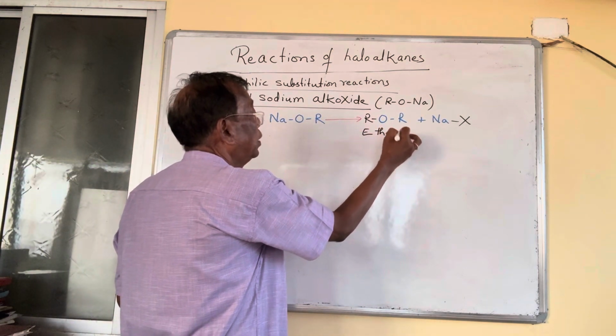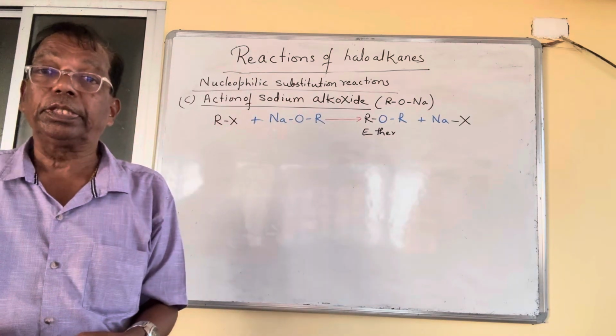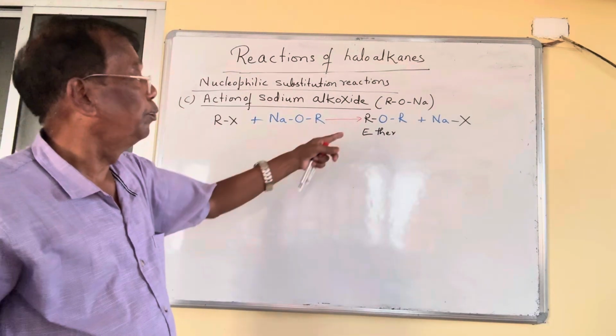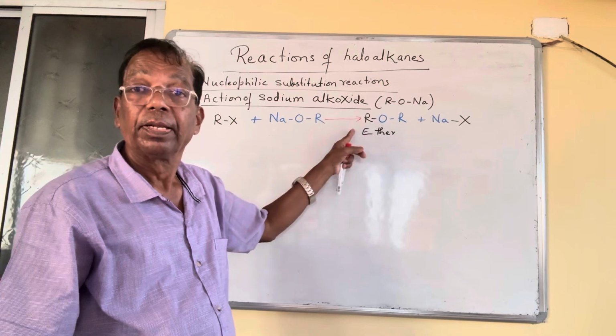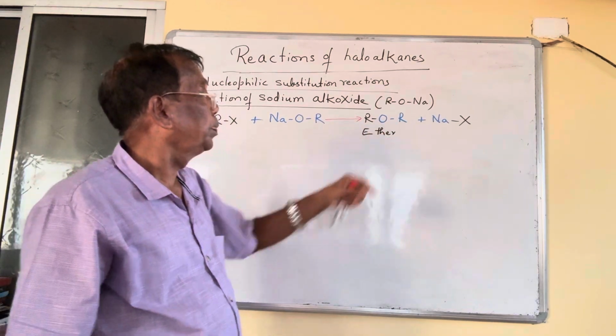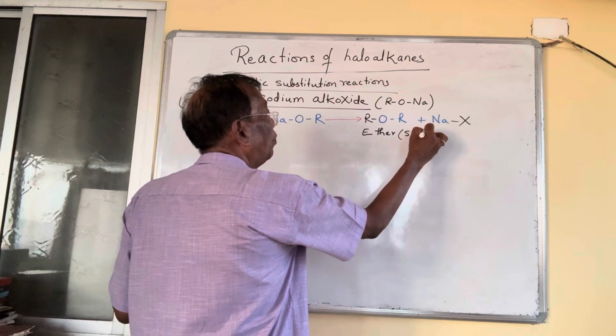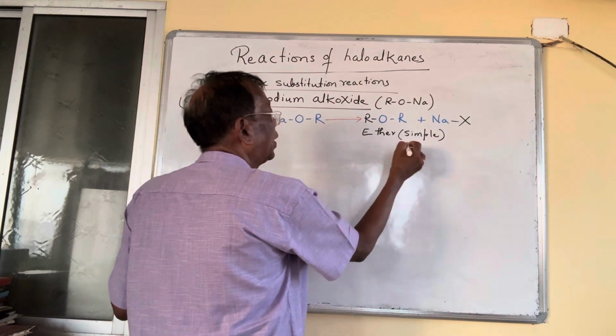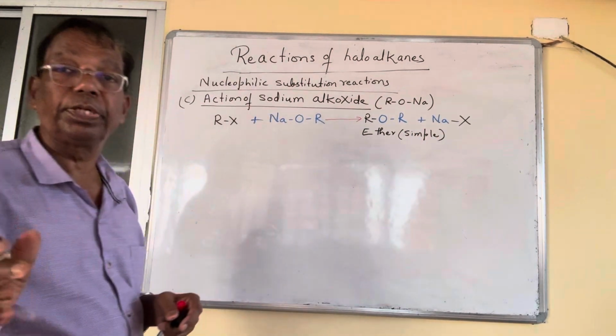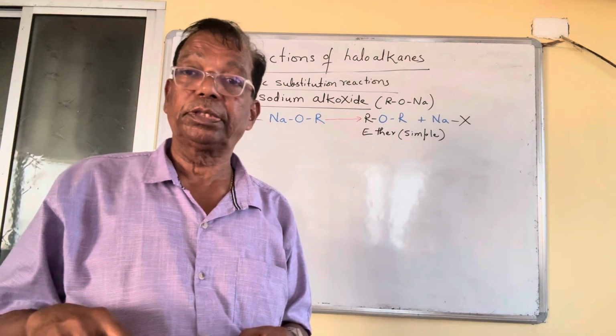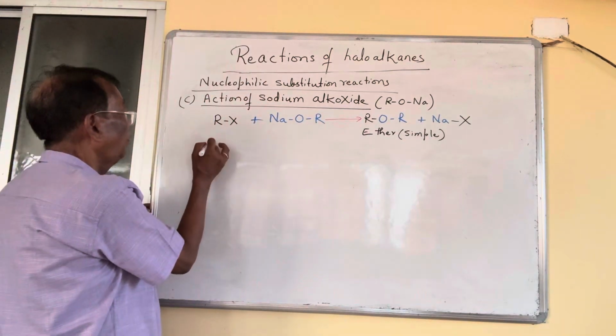This is known as ether. Alright. Now this ether is having both the R groups the same. R group here and R group here are the same. This is called as simple ether or symmetric ether. It is also called simple ether or it is also called symmetric ether. Example of this I will give.